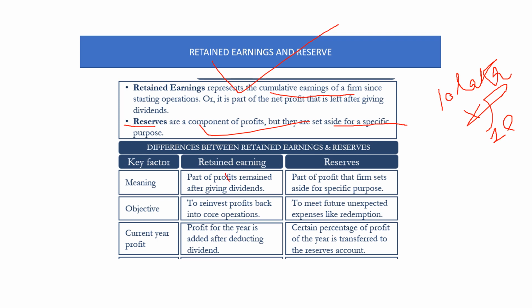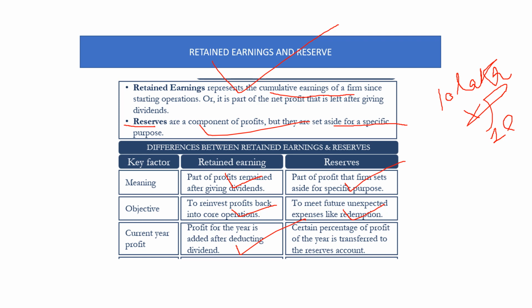Retained earnings is the part of profits remaining after paying the dividends, which I already discussed with you. Reserves are a part of profit that the firm sets aside for specific purposes. It can be any purpose, which we discussed in the previous slides. Retained earnings means you are reinvesting your profits back into the business. I told you that you can either invest it or retain it in your business for future development or growth of the business. And reserves are for unexpected expenses or emergencies, or any contingencies that can arise in a business. Then profit for the year is added after deducting the dividend.